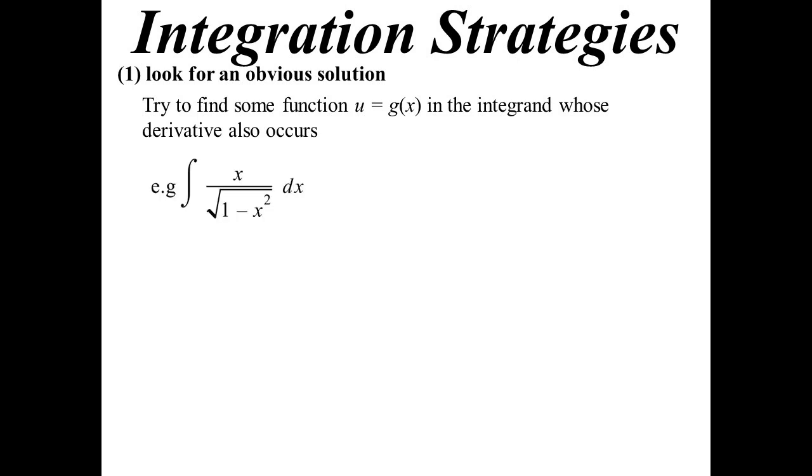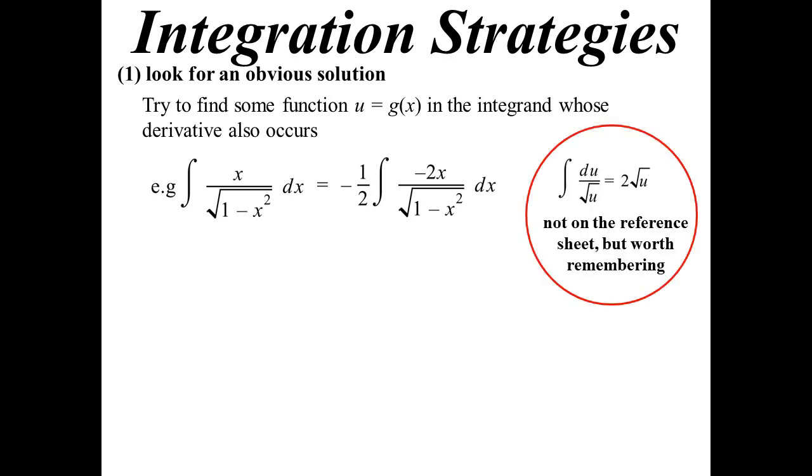So I see this sort of question, and I go, okay, well, the derivative of x squared is 2x, so I can manipulate this to get it into that familiar form of derivative times a function. And then when I've got it like that, and by the way, here's that non-standard integral that's worth remembering, it's du on root u basically. So we go 2 root u becomes minus root 1 minus x squared, plus of course a constant.